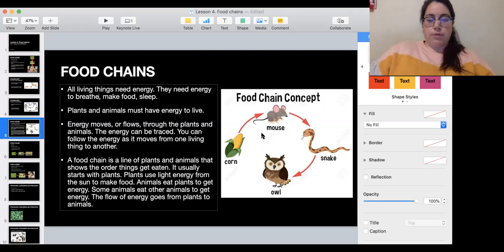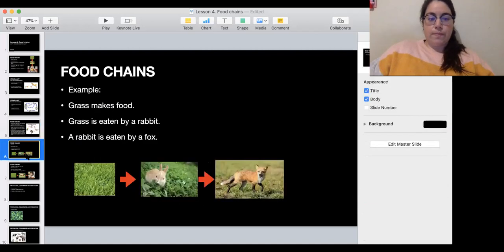Like in this example here, you have a corn, which is a plant, then you have an animal that eats the plant, in this case, a mouse, and then you have an animal that eats the first animal, in this case, a snake, eats the mouse. And then you have the owl that eats the snake, that ate the mouse, that ate the corn. So you can see how the energy moved from one thing to the other.